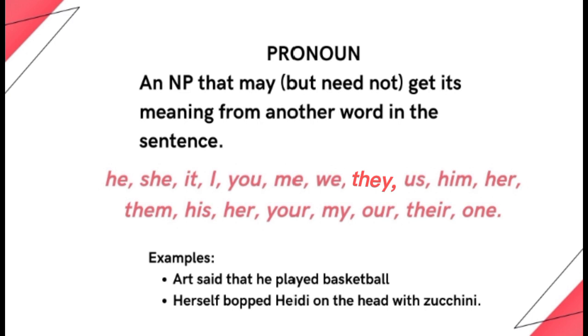Getting back to syntax. It turns out that these different semantic types of NPs can only appear in certain syntactic positions that are defined using the structural relations we developed in the last chapter. Anaphors, R-expressions, and pronouns can only appear in specific parts of the sentence. For example, an anaphor may not appear in the subject position of a sentence. The example for this is: herself bopped Hetty on the head with a zucchini.